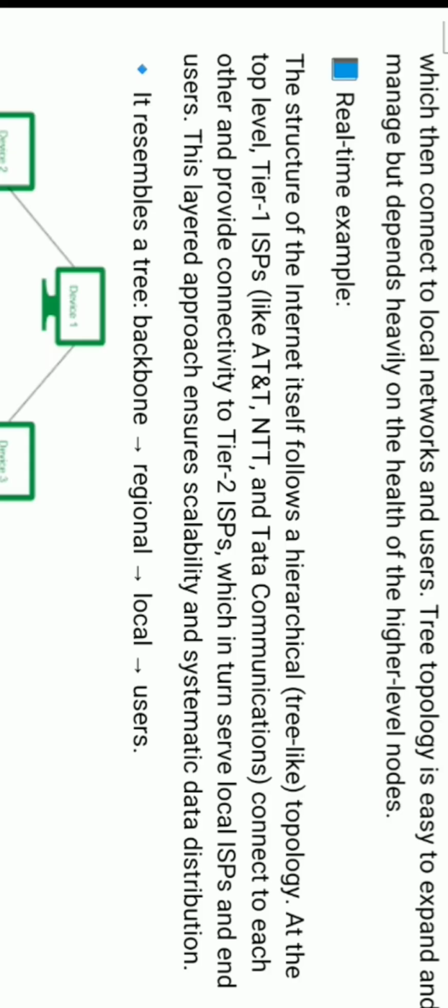Why is tree topology useful? Because it is very easy to expand, easy to manage, and perfect for larger networks. But if a higher level node fails, all devices below it may get affected.